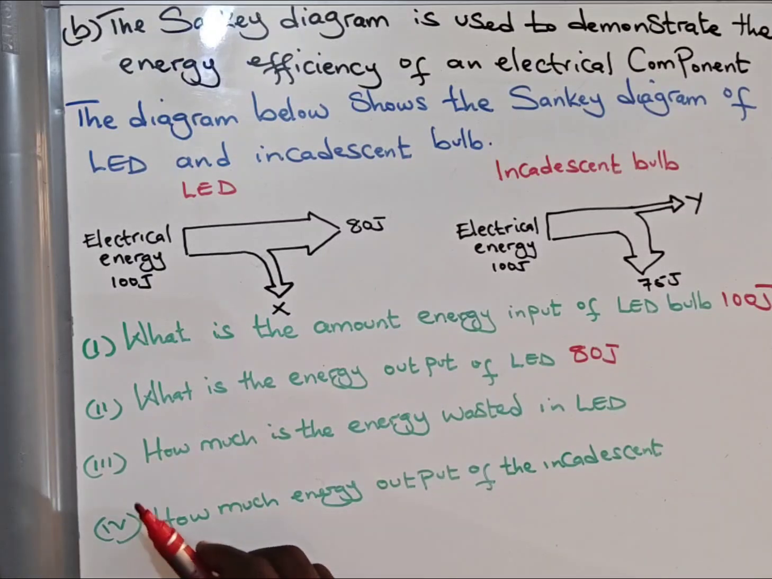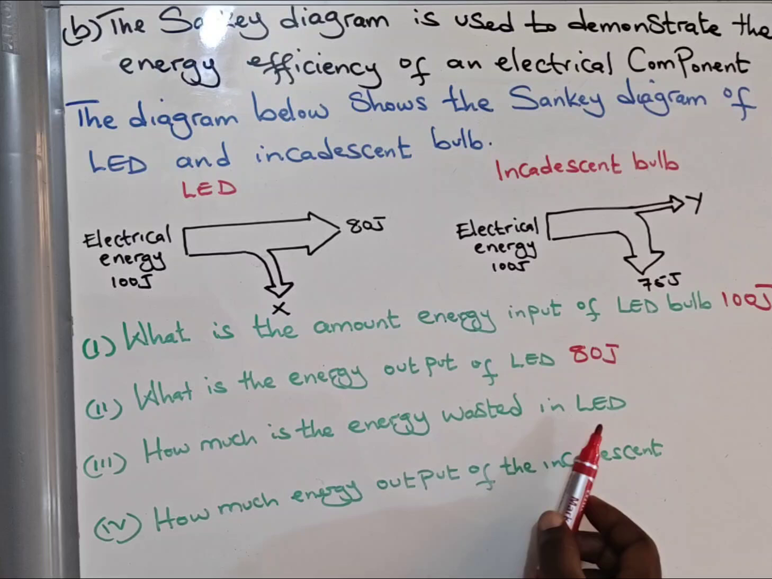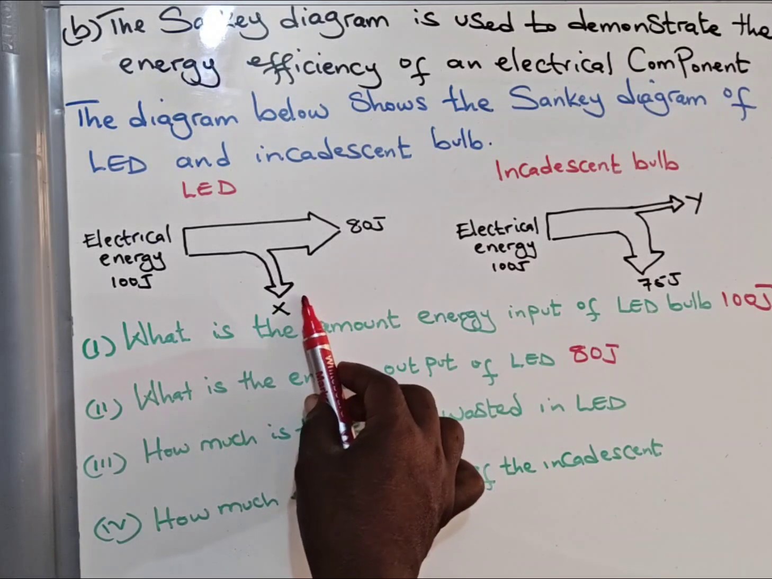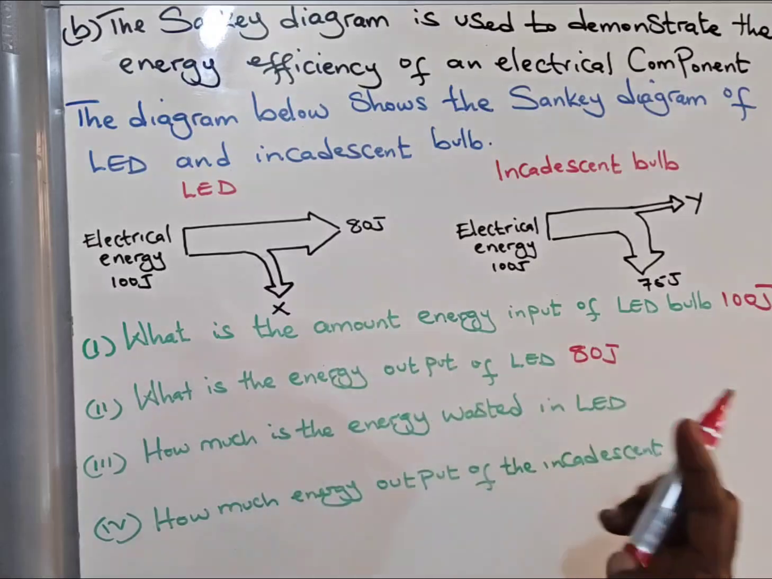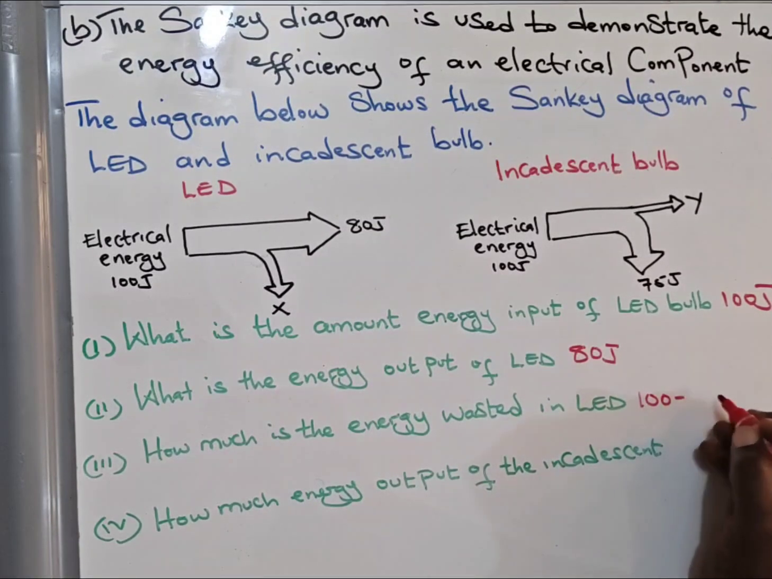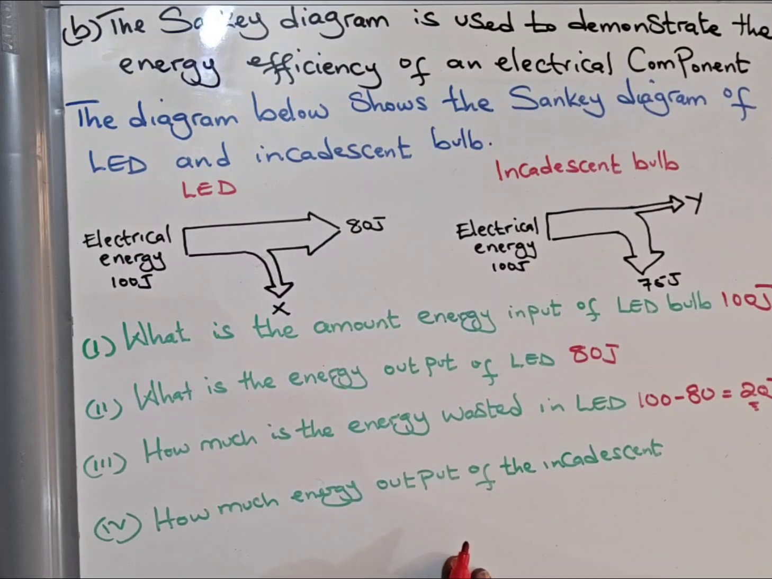Then we come to this one. How much is the energy wasted in LED? That energy is X. That's the energy wasted. And how much is it? It's going to be 100, which comes in, minus 80, which is the useful. Then the wasted is going to be 20 joules. So X is 20. That's the energy wasted.